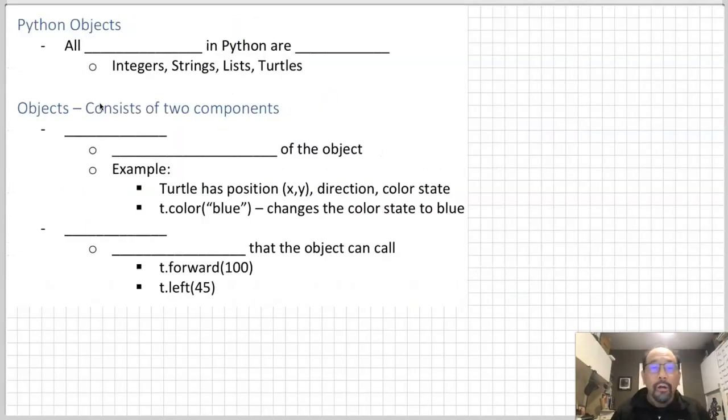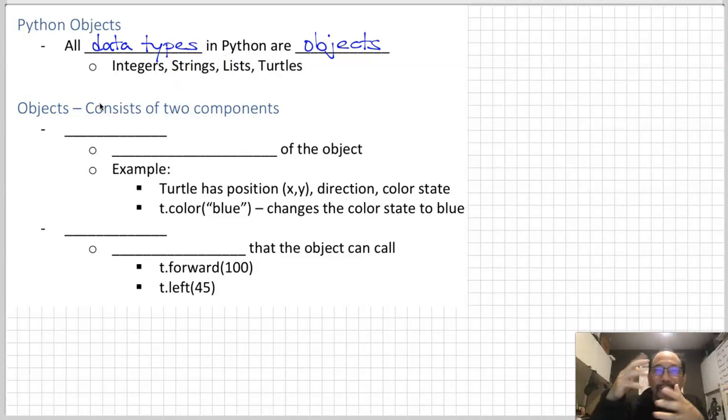Now, in Python, all data types are actually objects. Python, you could say in some sense, is an object-oriented language, in the sense that all data types are objects. Integers, strings, lists, turtles, they're all objects. At the same time, Python isn't completely an object-oriented programming language, because you're not required to do everything by use of objects. So there's a bit of flexibility in Python, I guess you could say, to do things in an object-oriented way or not. And so it's kind of a hybrid.